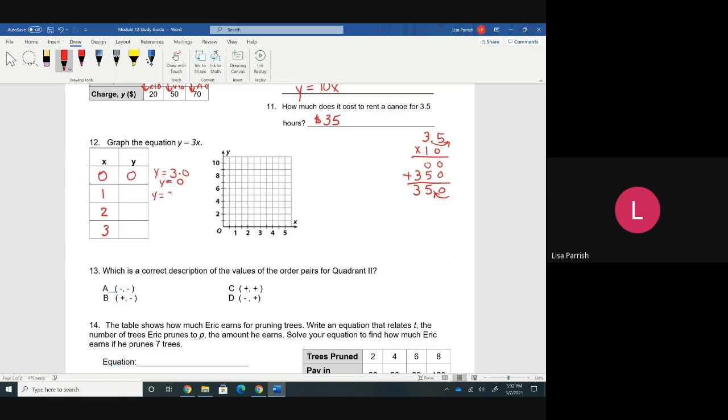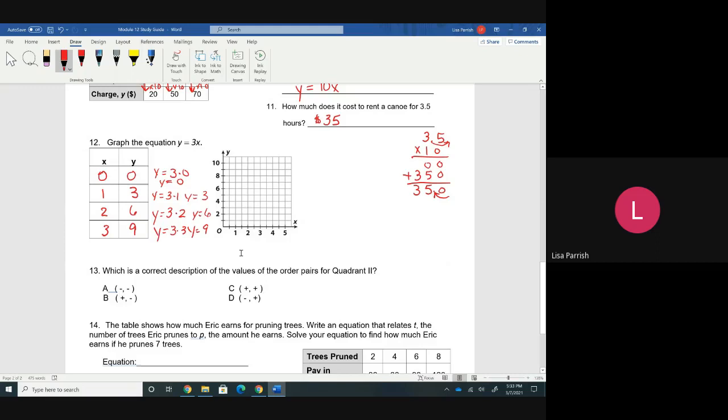Next one, y equals 3 times 1. What is 3 times 1? It is 3. Next value for x, 3 times 2. 3 times 2 is 6. Last value for x, 3 times 3. And 3 times 3 is 9. So that's how you complete your table. You take your x values, plug them into your equation. 3x means 3 times x. So 3 times 0 is 0. 3 times 1 is 3. 3 times 2 is 6. 3 times 3 is 9.